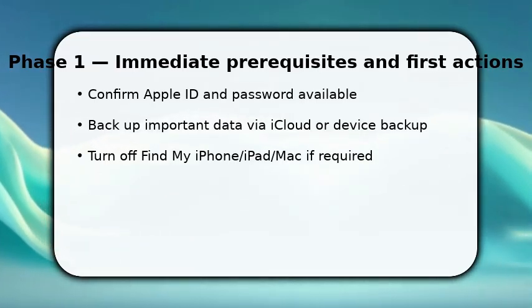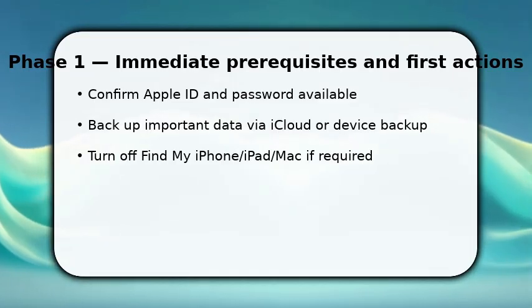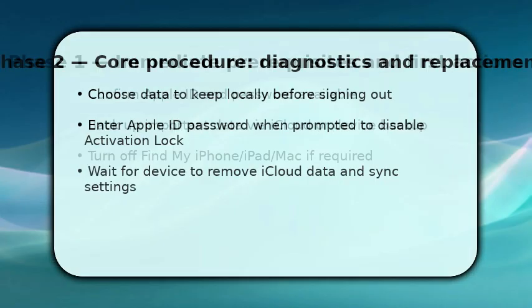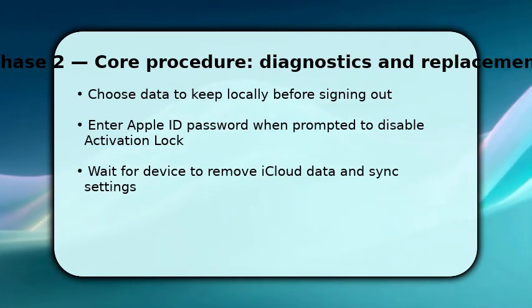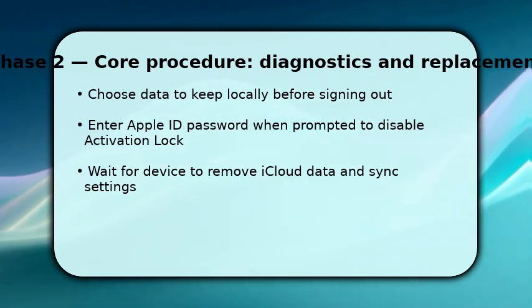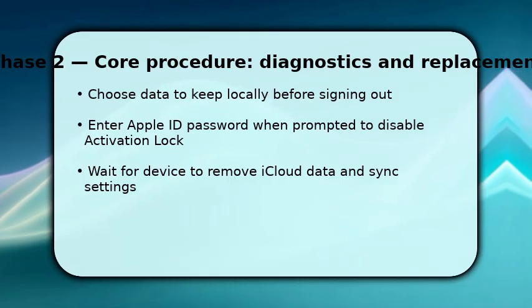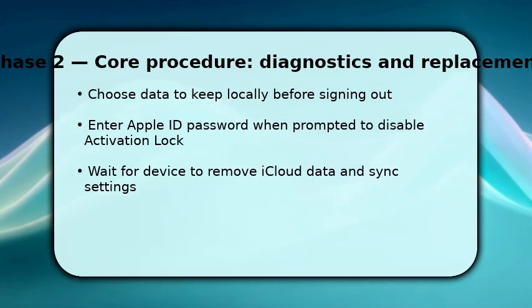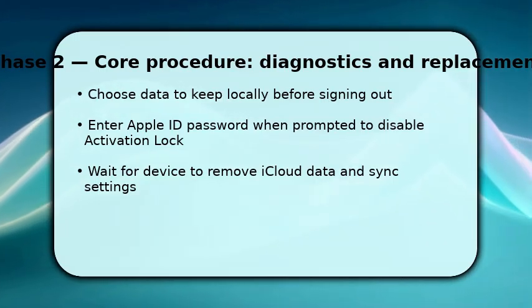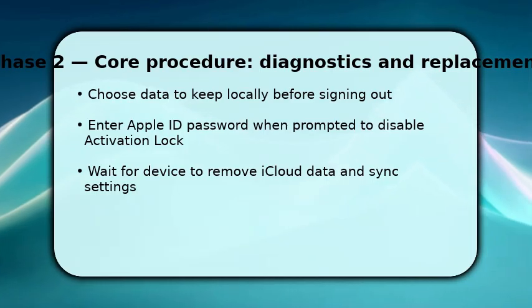This initiates the Sign Out flow, and the device prepares to remove iCloud data. You will be asked which iCloud data you want to keep on the device. Choose carefully because this affects contacts, calendars, and photos. Next, enter your Apple ID password to turn off activation lock and confirm the sign out. This step protects your device from unauthorized reactivation.